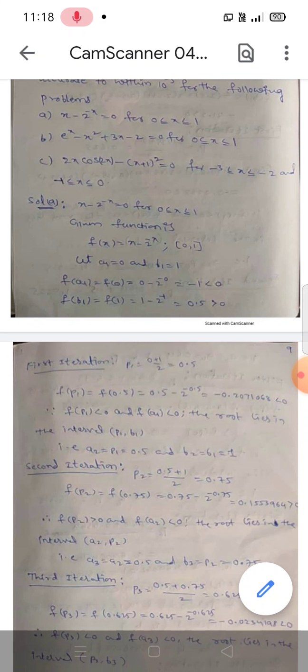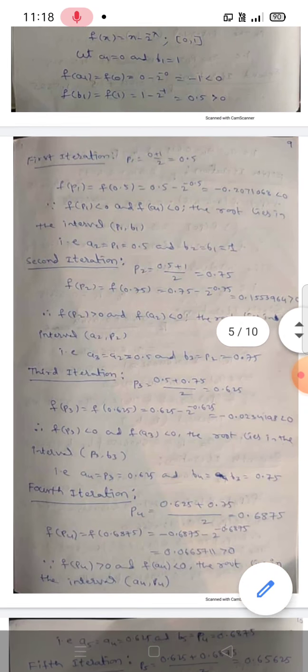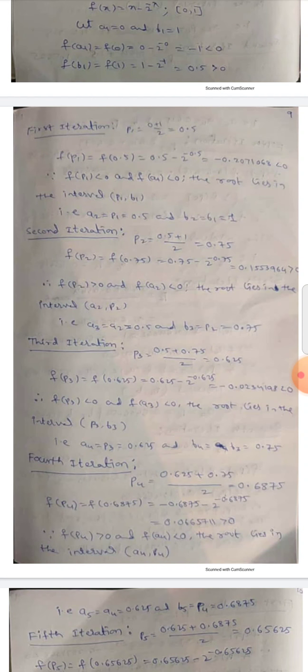Let a1 equals 0 and b1 equals 1. f of a1 is equal to f of 0 equals 0 minus 2 power minus 0, which is equal to minus 1, less than 0. f of b1 is equal to f of 1 equals 1 minus 2 power minus 1, which is equal to 0.5. This is greater than 0. First iteration, p1 is equal to 0 plus 1 by 2, equal to 0.5.